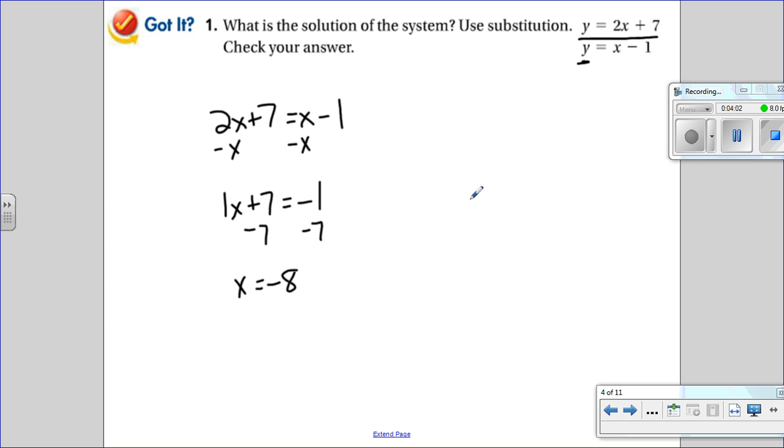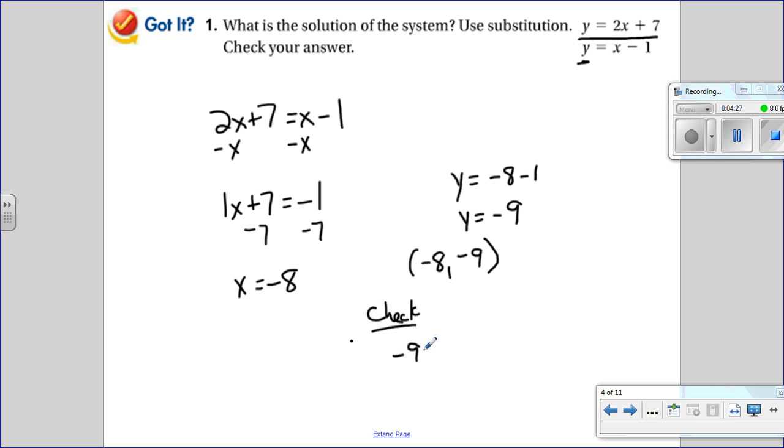Take negative 8 and plug it back in. The bottom one is the easiest. And I get y equals negative 9. So my solution is negative 8, negative 9. Remember, if we were graphing these, that's where the 2 lines would intersect. Check to see that I did it right. Plug them back in. How about the other one? This is my check. We have negative 9 equals 2 times negative 8 plus 7. Negative 9 equals negative 16 plus 7. Negative 16 plus 7 is negative 9. It works. So we did that one right.